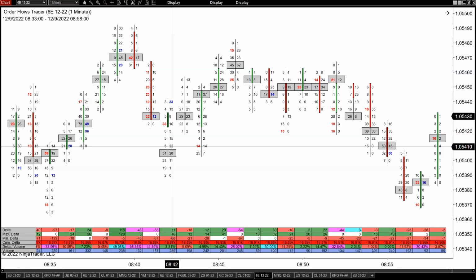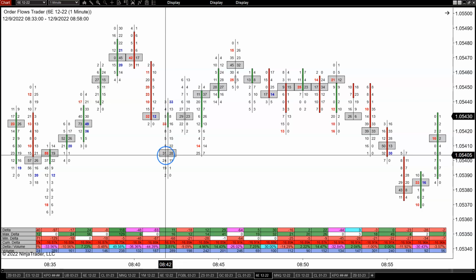You could look at the delta, which is the horizontal delta at price. At 105.41, you'd see 5 traded on the bid, 22 traded on the offer. That gives you 17 more lots traded on the offer, so you'd have a positive delta of 17. Because it was traded on the offer, you had aggressive buying, meaning positive delta. Whereas at the next price, 105.40.5, it was 31 traded on the bid, 28 traded on the offer, which means you'd have a negative delta of 3 at this price.